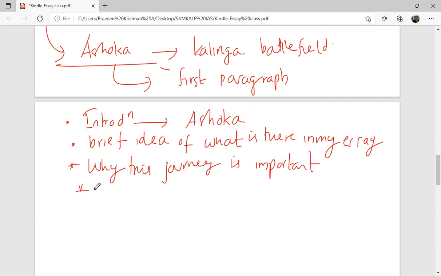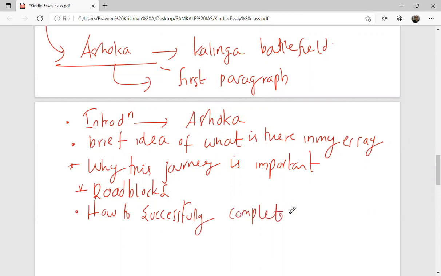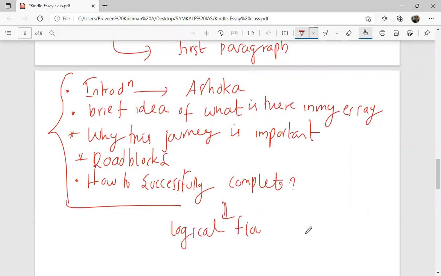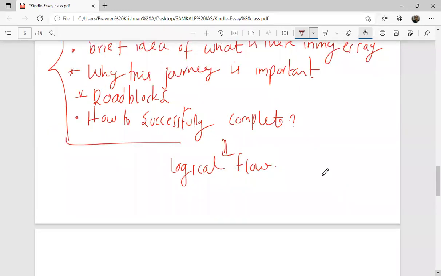Then the roadblocks that we'll face. And finally, how to successfully complete the journey. Now, as you can see, this is the logical flow of my essay. In the first 5 minutes, I made a logical flow for my essay. Now, my essay will be flowing like this. There will not be any deviation from it.